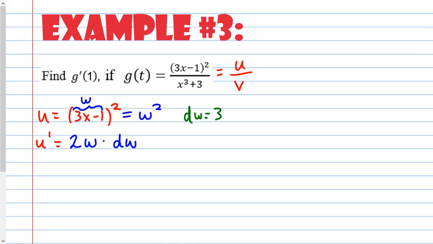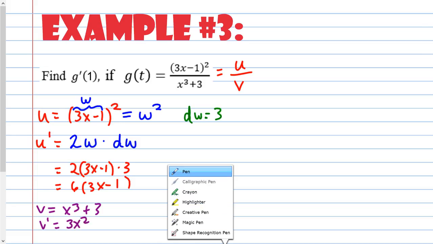Okay, so let me finish this off. So 2 times w. W was 3x minus 1 times dw, which was just 3. And basically this is just 6 times 3x minus 1. Okay, so we have u prime. We're going to need v. So v is the bottom function, x cubed plus 3. It's not composite, so no need to do any chain rule. V prime is just 3x squared.